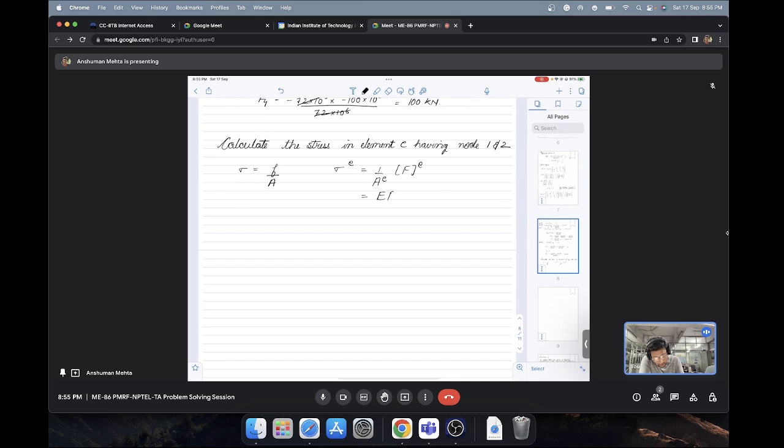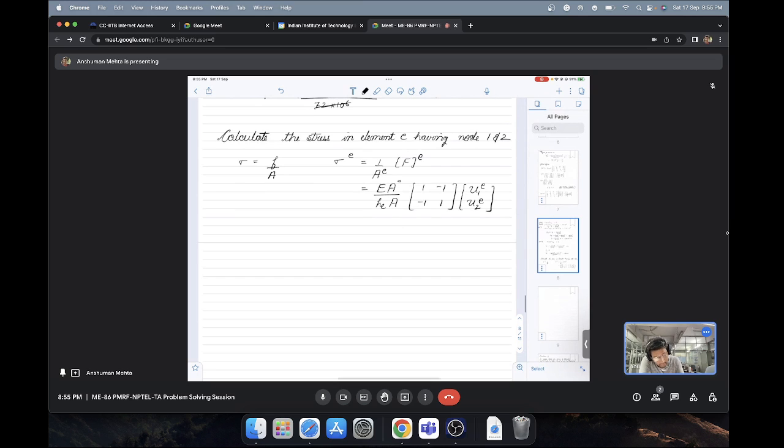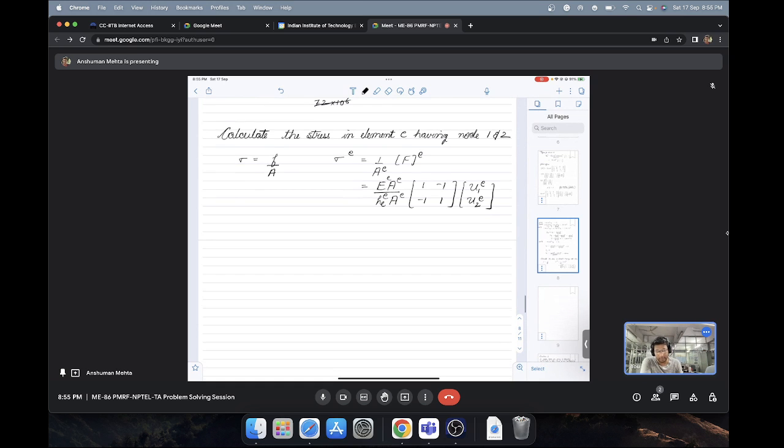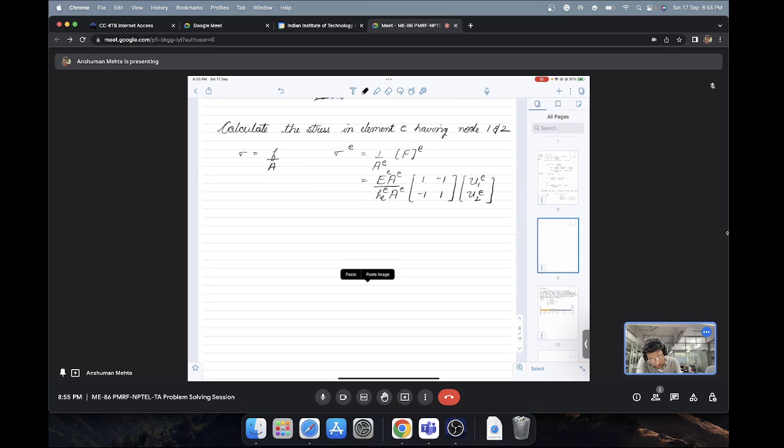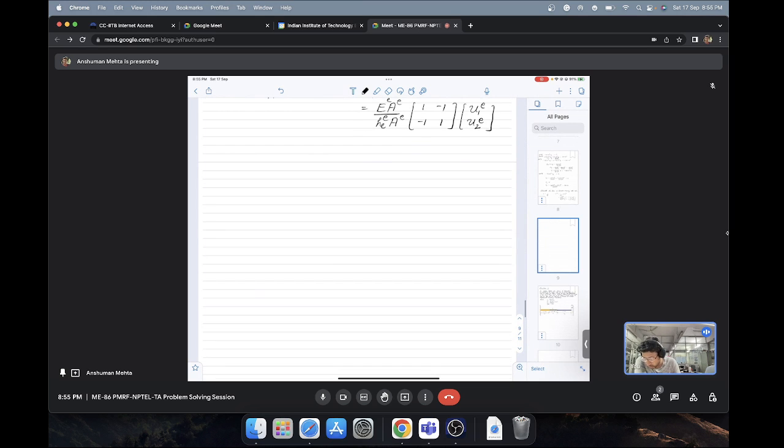and this is equal to EA by h, 1 minus 1 minus 1 1, into u1 of e, u2 of e, divided by A of the element. So this is the formula for sigma. So for example, stress in... this is all about axial stresses.